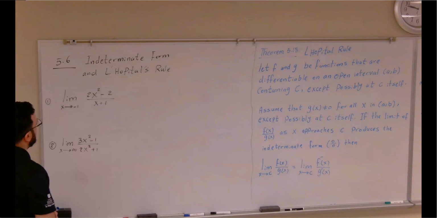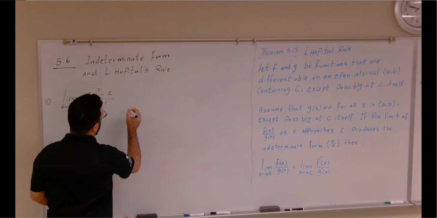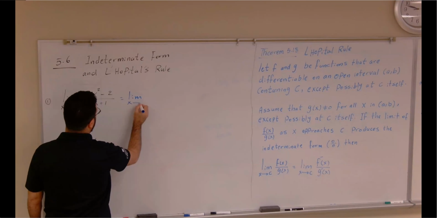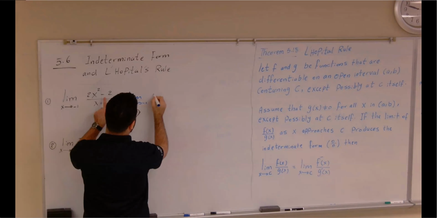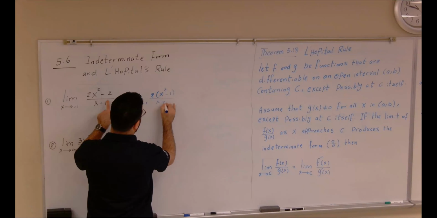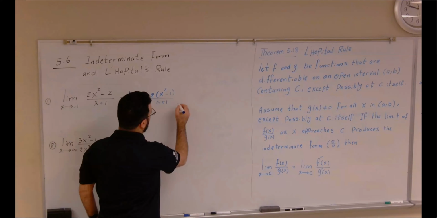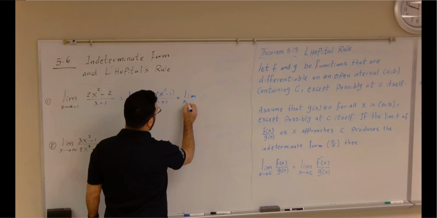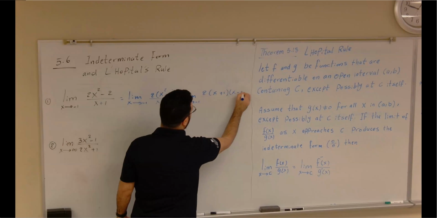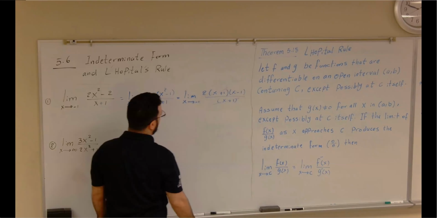To find the limit for this one, can I factor the top part? It's the limit as x approaches -1 of 2 times (x squared minus 1) divided by x plus 1. Then, can I use the difference of two squares here? It's the limit as x approaches -1 of 2(x plus 1)(x minus 1) divided by x plus 1. Cancel these.